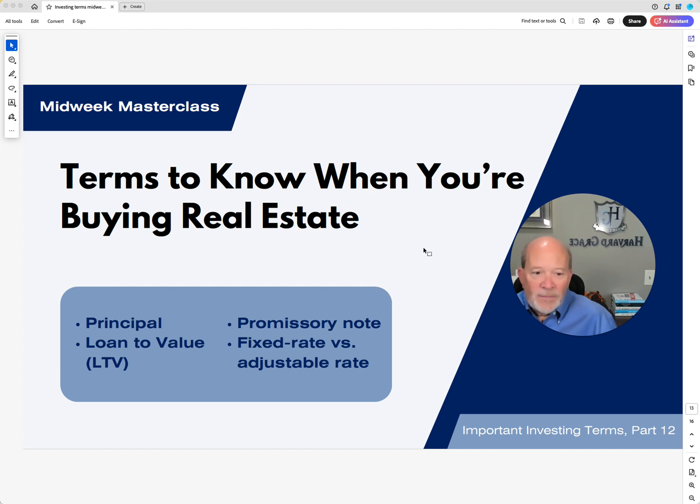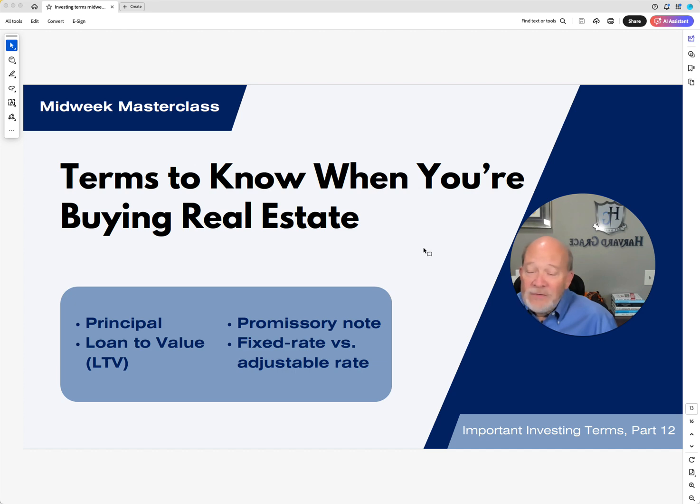Speaking of notes, let's talk about the promissory note. Promissory note is a legal term. It is different from the mortgage. If you've ever bought a house or taken on any kind of debt, you've probably signed hundreds of pieces of paper, many of which you didn't even read. But there will be a promissory note. There will be, in some states, a mortgage deed or a deed of trust, depending on what state you are in.